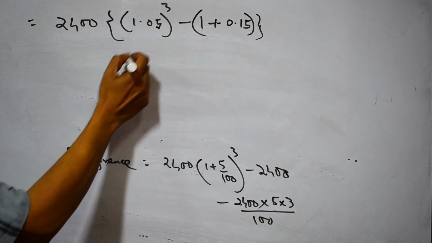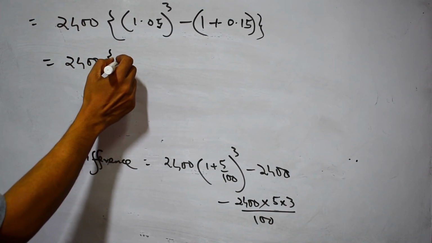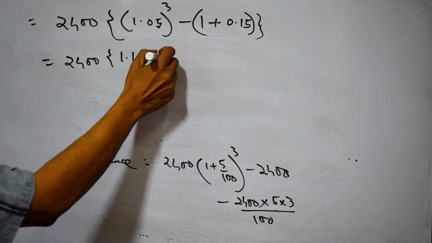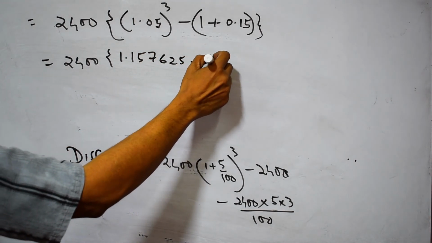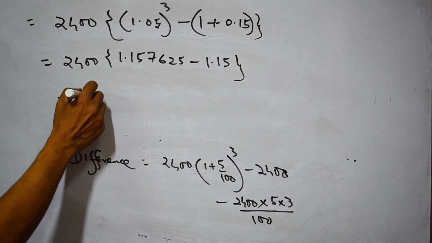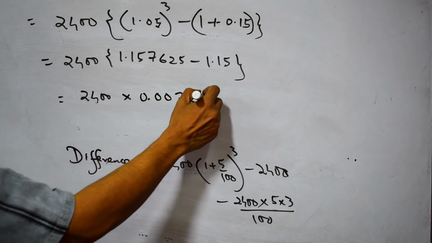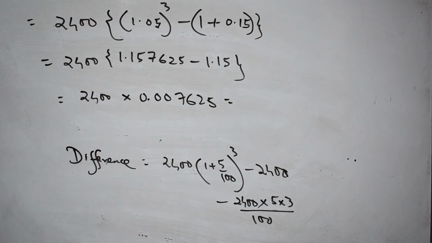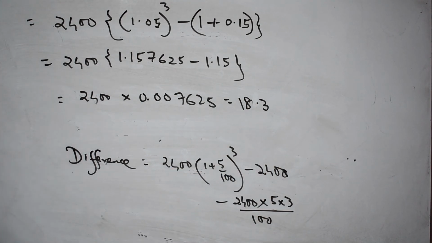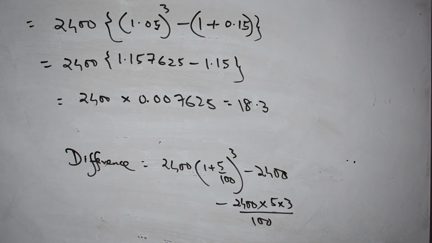So we will multiply 1.05 three times. When we multiply three times, we get 1.157625 minus 1.15, and this 1.15 is subtracted, that means 0.007625. The final answer is 18.3, that is 18 rupees 30 paisa, the difference of SI and CI.